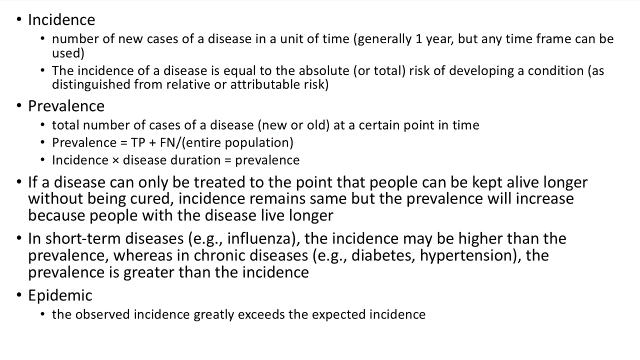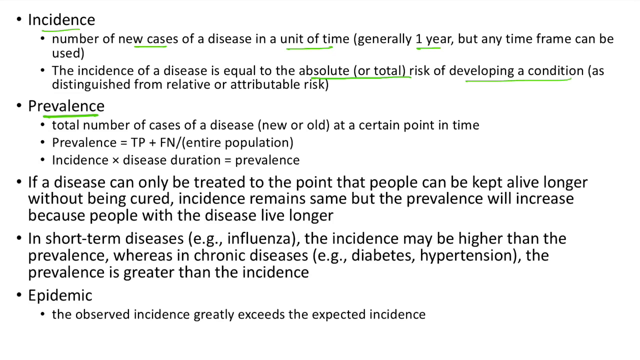Now let us see about incidence and prevalence. Incidence is the number of new cases of a disease in a unit of time. Generally, 1 year is taken, but any time frame can be used. The incidence of a disease is equal to the absolute or total risk of developing a condition as distinguished from relative or attributable risk. Now let us see about prevalence.